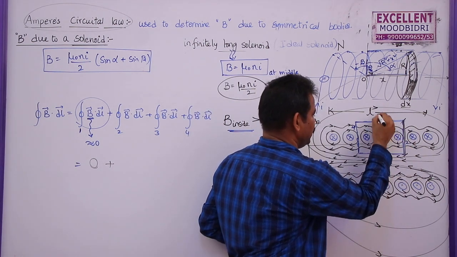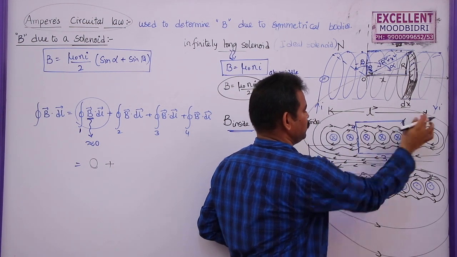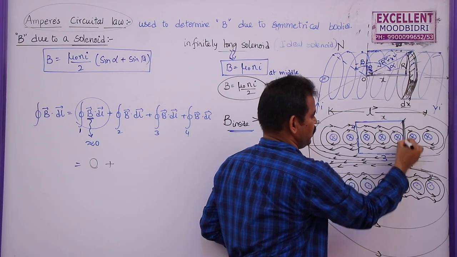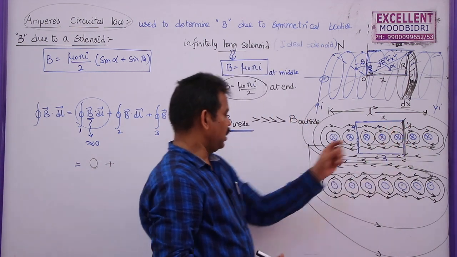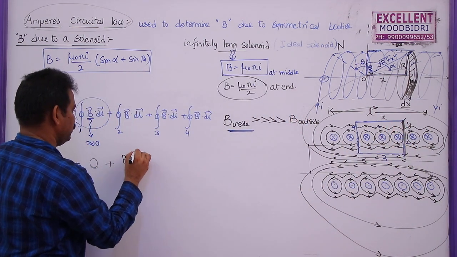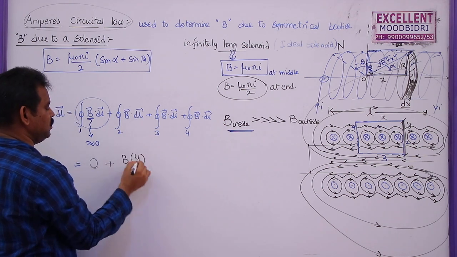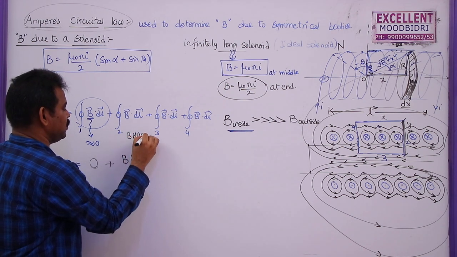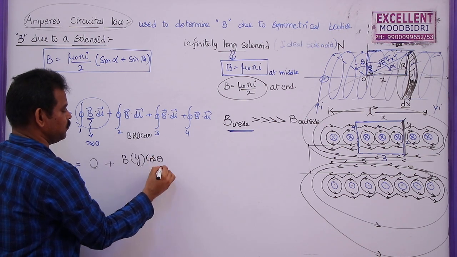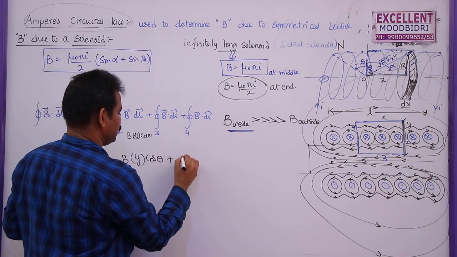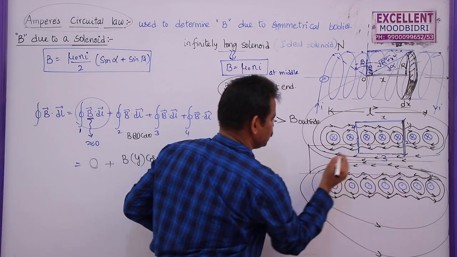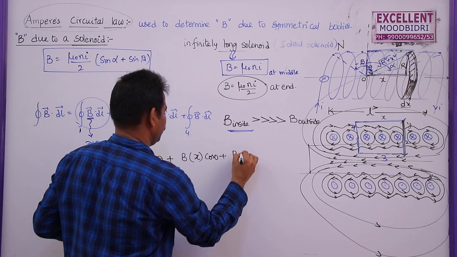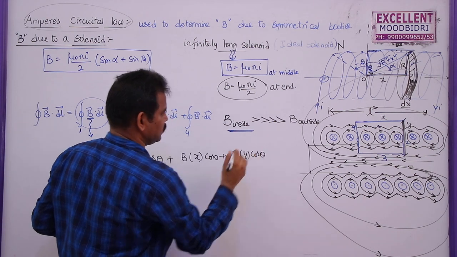I can take this already, the length of the solenoid is taken as L. So I will take this length as along x-axis x, along y-axis let me take it as y. Now you can write this as B integral dl along y. But as it is a dot product, this is B dl cos theta. So cos theta for the second one, plus the third one B into this length is x, x into cos theta, and fourth one B into y into cos theta.